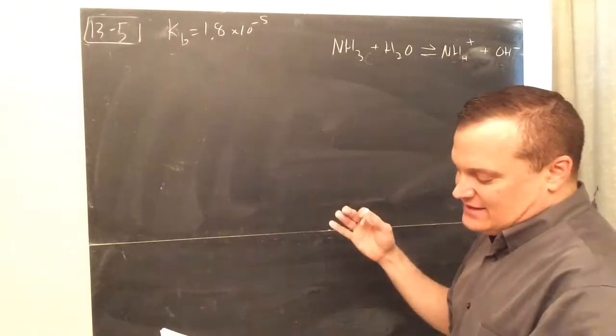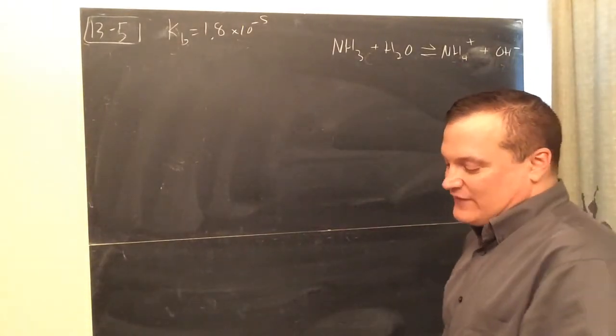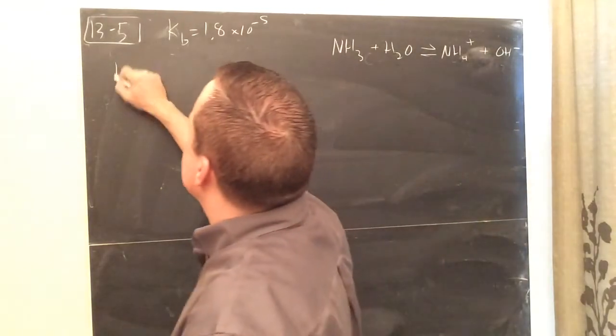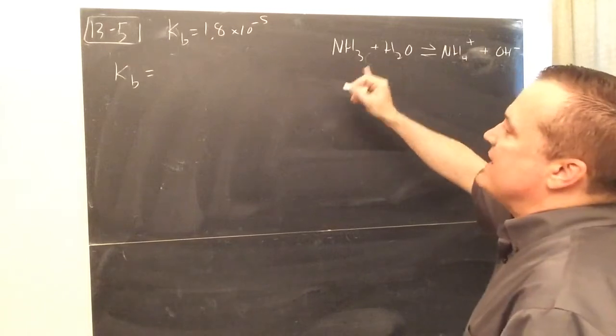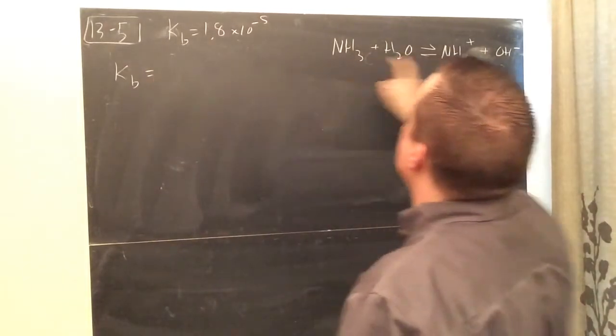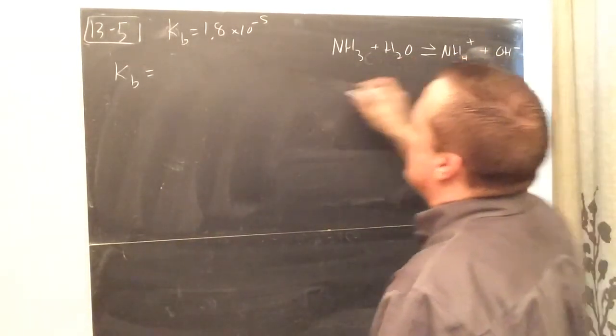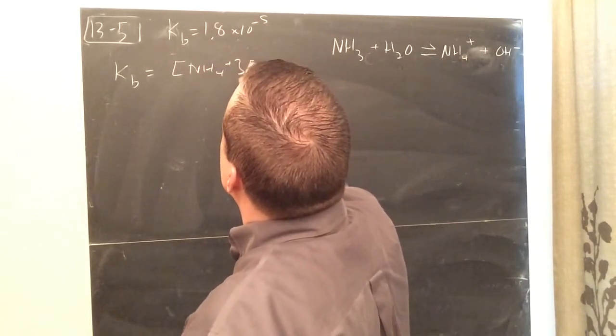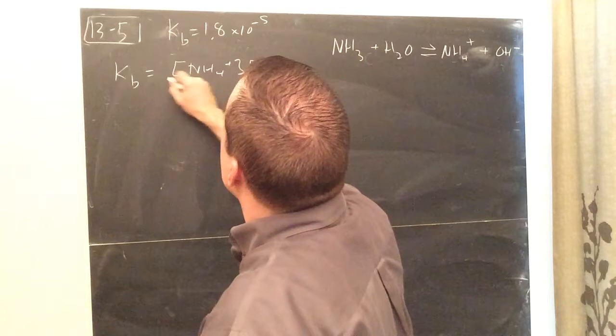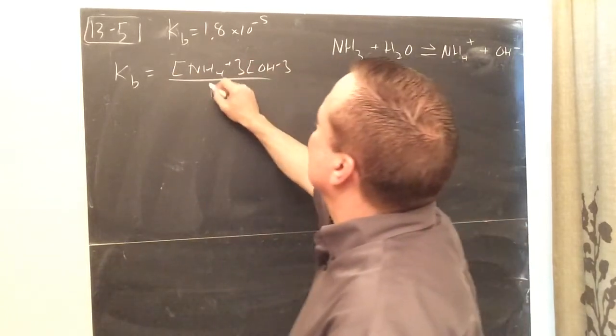Okay, so the next thing that they would normally ask you is write the KB expression. All right, so KB, watch this. Just call it B because it's a base, but otherwise it's the same as any other K. These two things go on top: NH4 plus times OH negative. On the bottom, NH3.